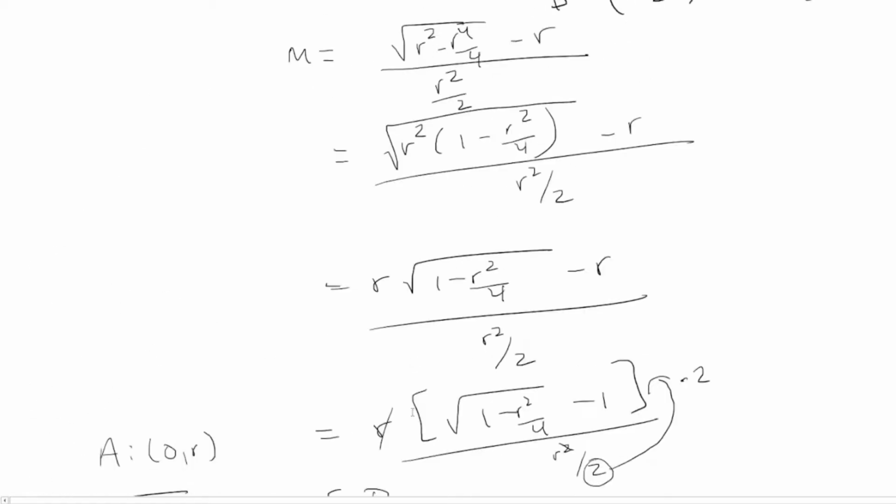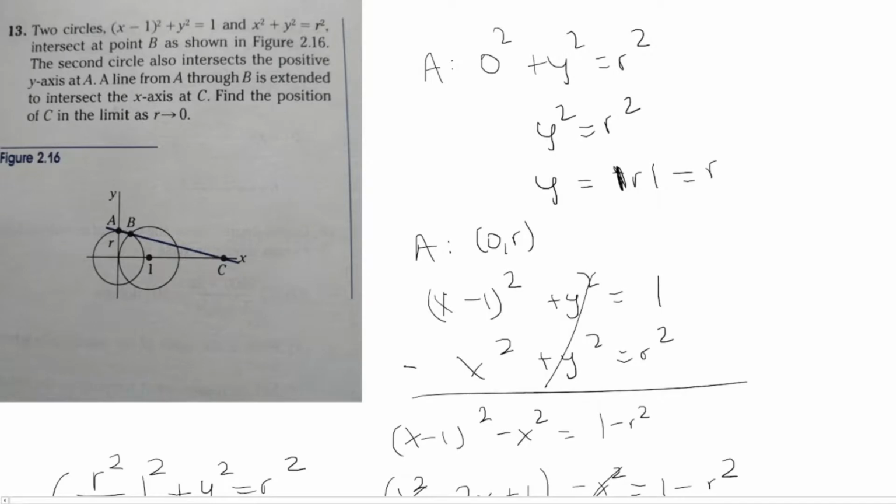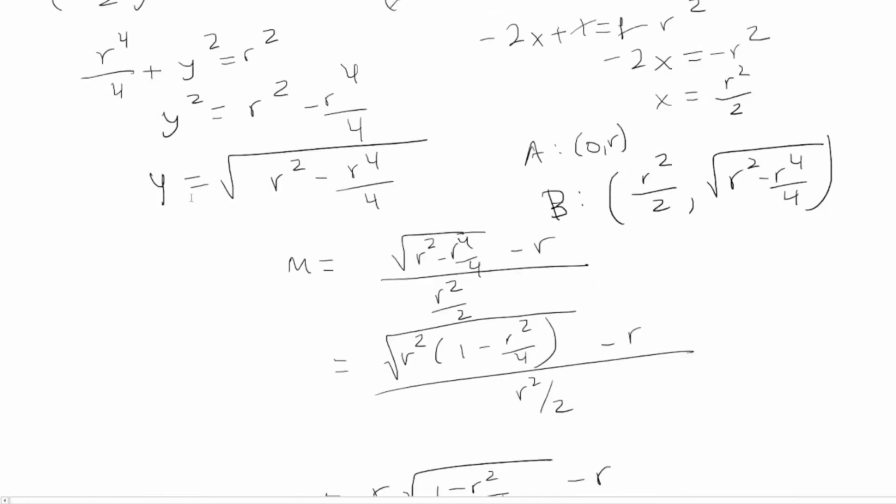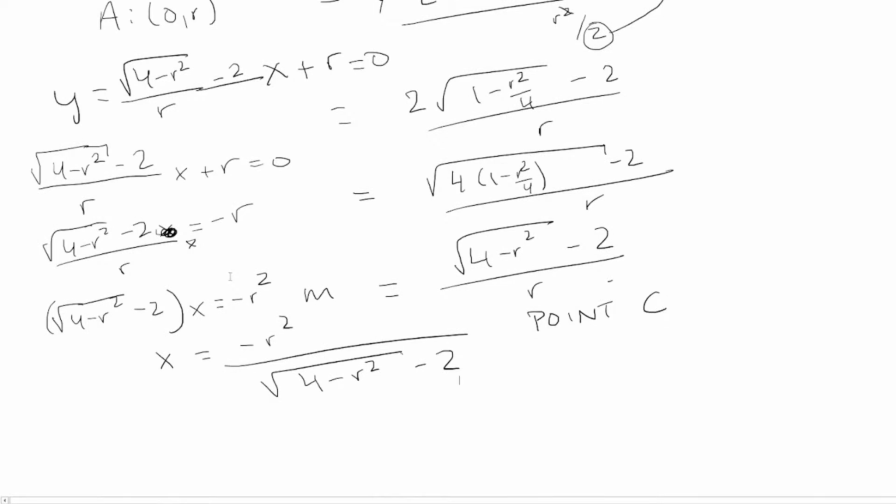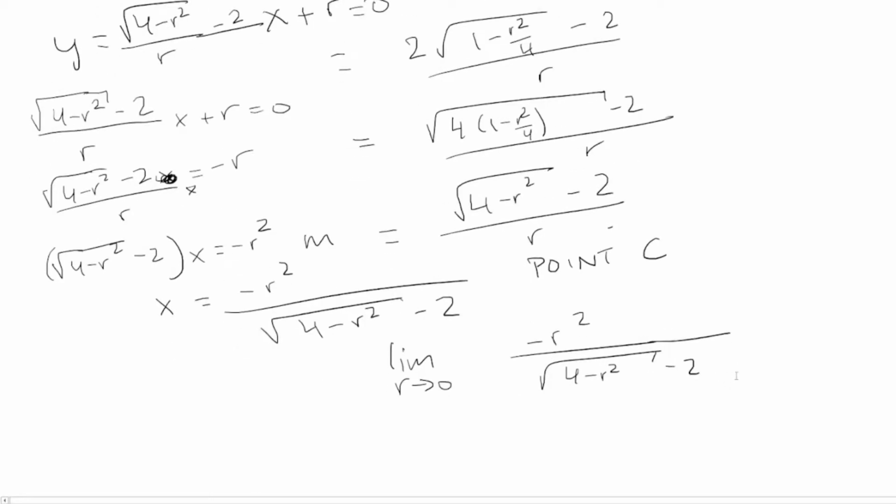Now, the question asks, find the position of C in the limit as r approaches 0. So we have to take a limit now as r approaches 0 of this expression. The problem is, if I plug in r equals 0, I'm going to get 0 over 0, so that's going to be undefined, or indeterminate. So one way to do this is to multiply the top and the bottom by the conjugate. So let's do that.